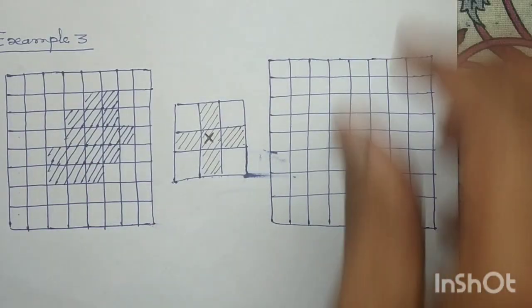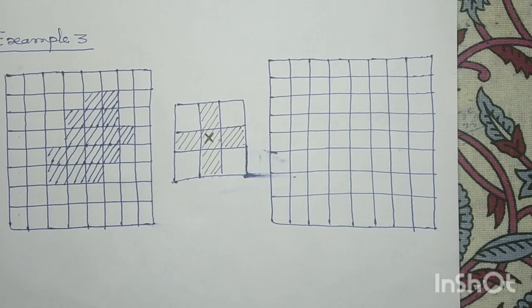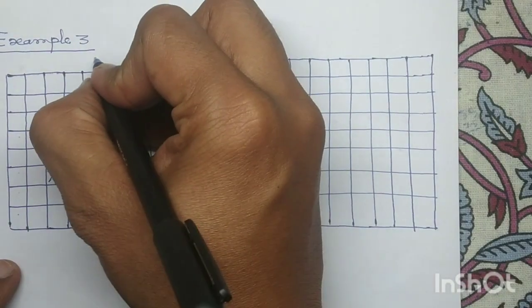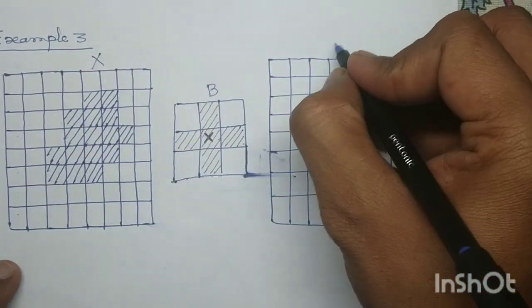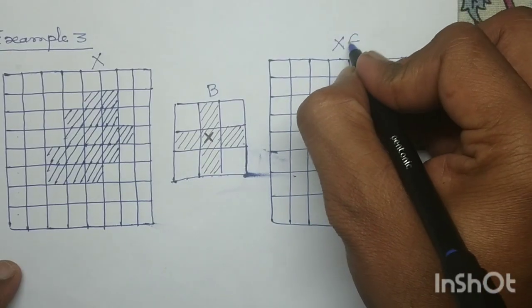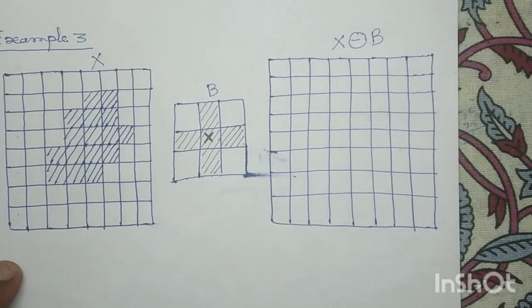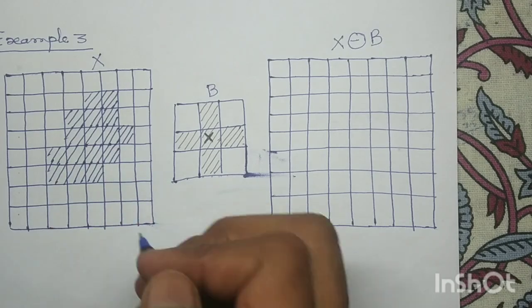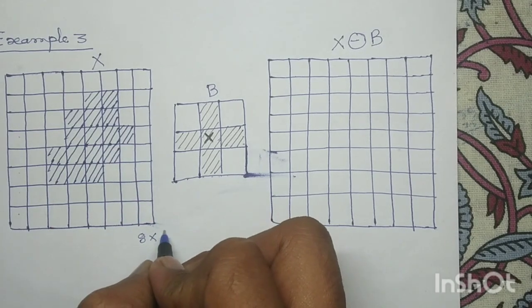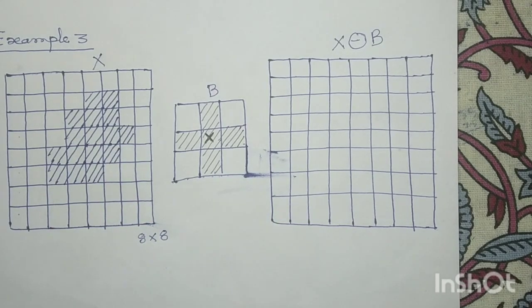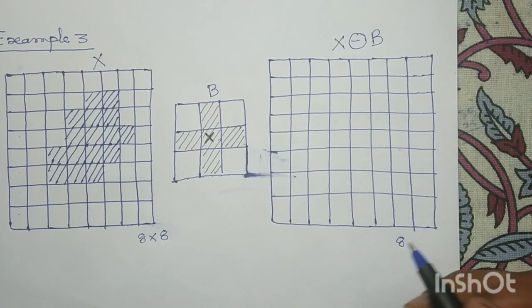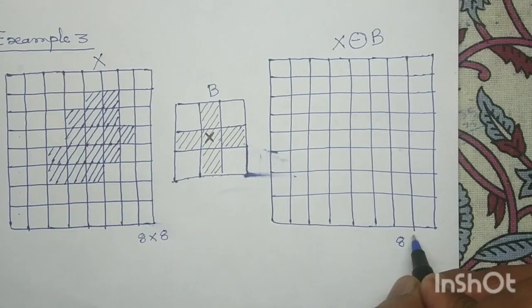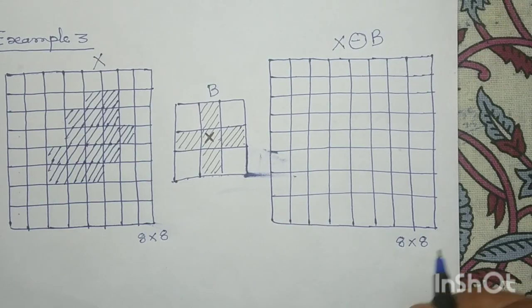Now coming to our last example. In this example, again consider this is my input image X, this is my structuring element B, and here we have to draw the output of X erosion with B. Since my input image has the dimension 8 cross 8, in order to draw the output of X erosion with B, here also I have drawn an output image having the same dimension 8 cross 8.